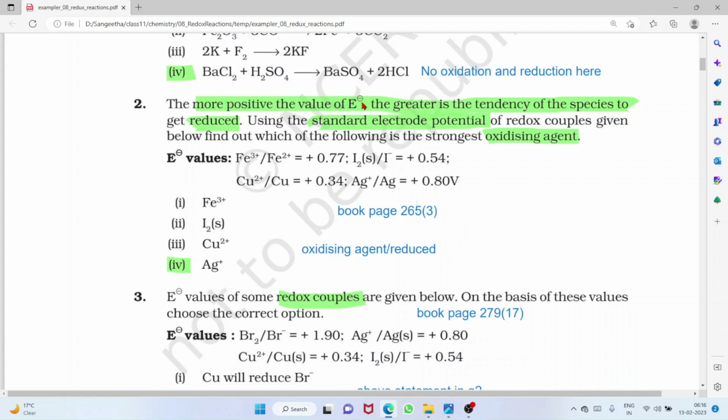The more positive the value of the electrode potential, the greater the tendency of the species to get reduced. This is given in the book also. Using the standard electrode potential of the redox couples given, find out which of the following is the strongest oxidizing agent. See, the oxidizing agent is the same as the one that gets reduced. So the element which gets reduced is the oxidizing agent. More positive means greater tendency to get reduced. So that is the strongest oxidizing agent. So with the values given, this Ag is the strongest oxidizing agent.